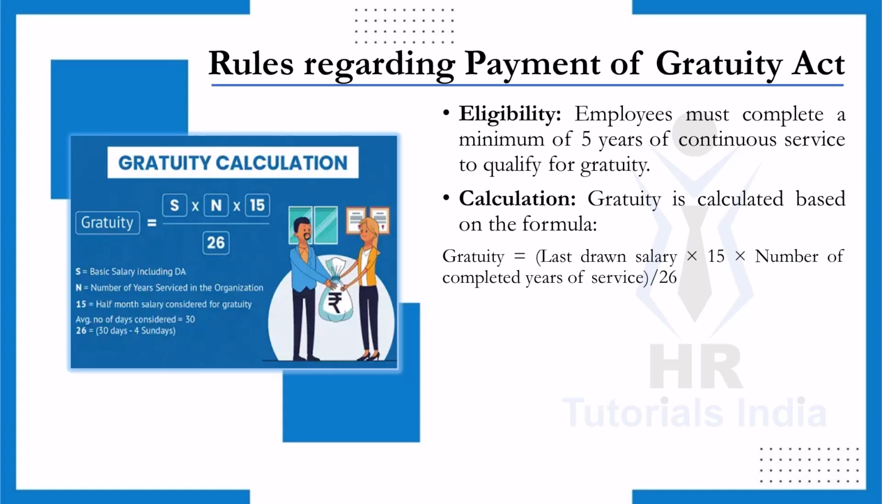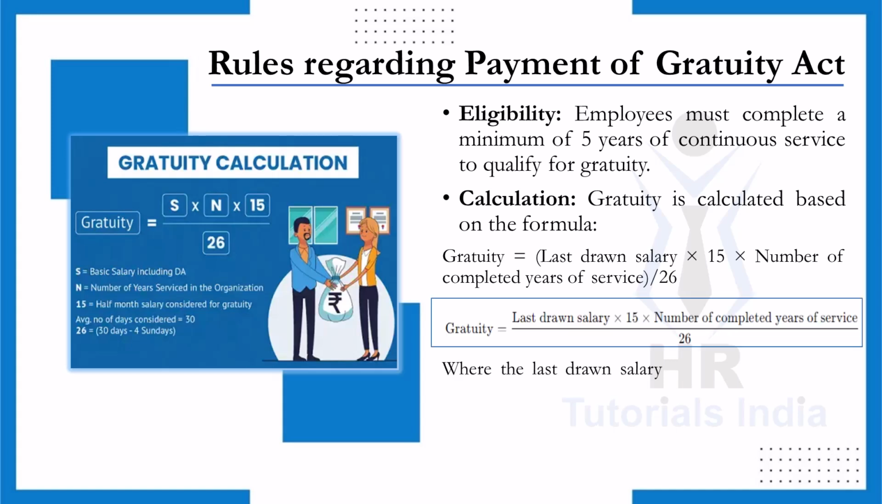In simple words, gratuity is calculated on the last term with the company, that is, the last month of the service with the company, where the last drawn salary is calculated, that is nothing but the basic salary with dearness allowance multiplied by 15 days into number of completed years of service divided by 26.